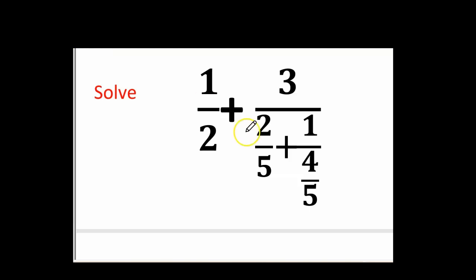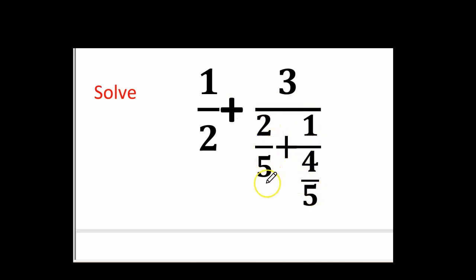Can you solve this fraction? 1 over 2 plus 3 over 2 over 5 plus 1 over 4 over 5. It looks funny. So how do you solve a fraction like this? You're going to start from the very fraction underneath, from the bottom of the fraction. So this is exactly what you're supposed to do.